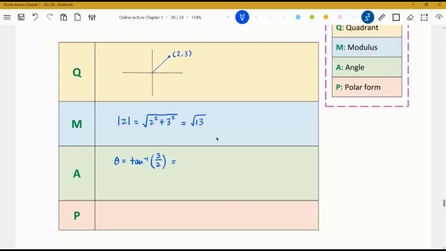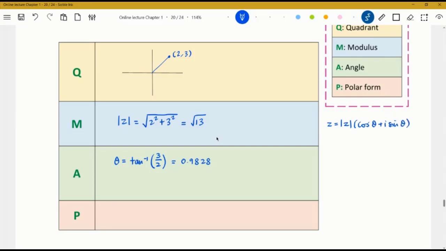We can have it the decimal, make sure in 4 significant figure. We have 0.9828. Okay, so that's your argument. Now, kita nak combine everything dalam bentuk polar form. So, polar form kita tahu dia adalah modulus Z darab dengan cos theta plus I sin theta.